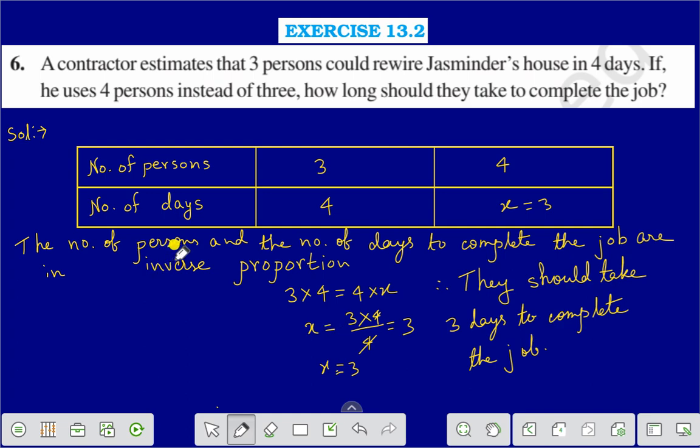Right, here also we are finding that the number of persons and the number of days to complete the job are in inverse proportion. Therefore, you can write 3 into 4 is equal to 4 into x. The value of x is equal to 3. So we can say that they should take 3 days to complete the job.